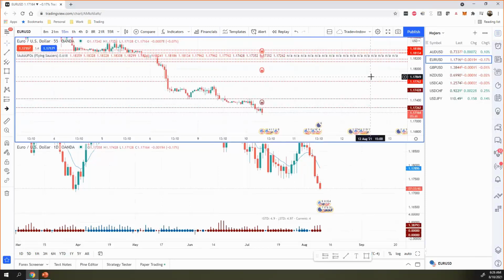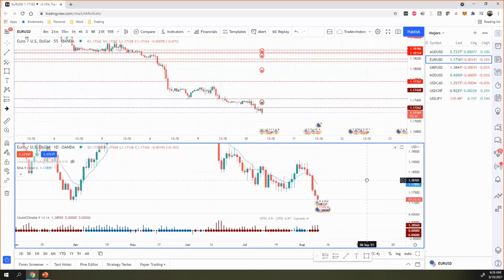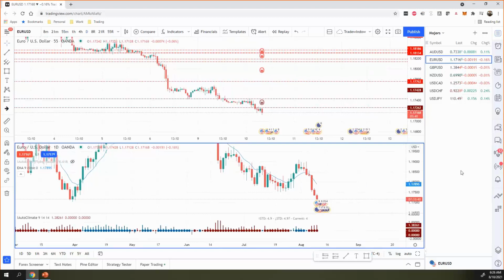All right, and just like that, within maybe 5 or 6 minutes or so, we analyzed the Euro USD on 3 different setups. Shorter term, medium term, and intermediate term, I would say, when you're looking at the 55-minute with the daily.